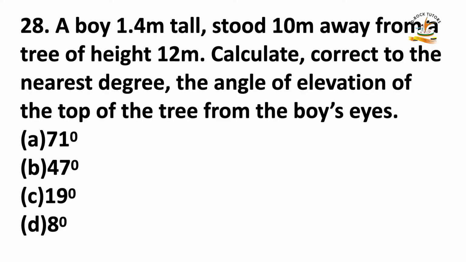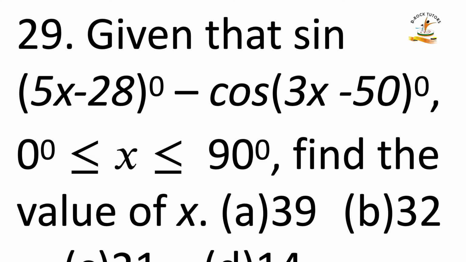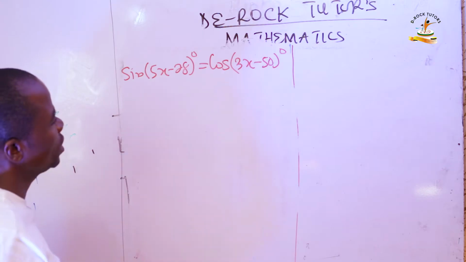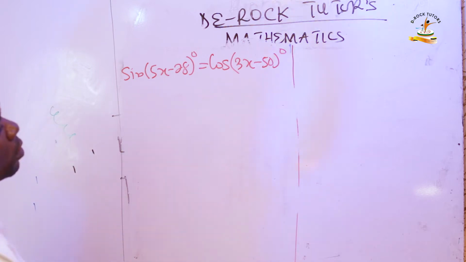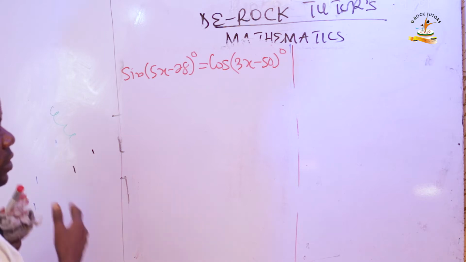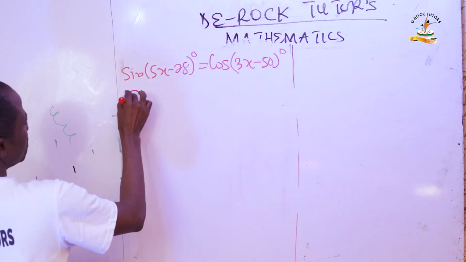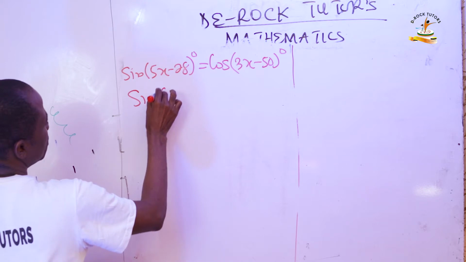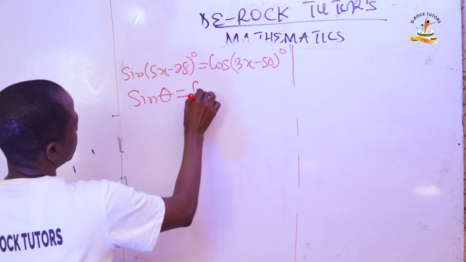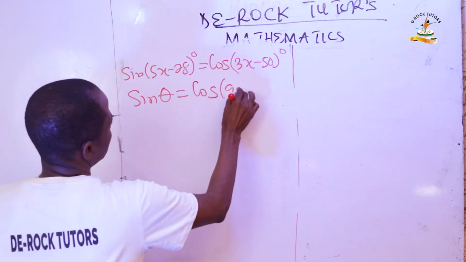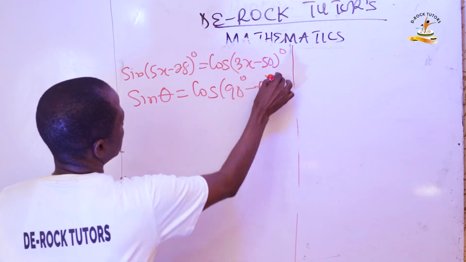Let's go to number 29. Okay, number 29. Given that sine of (5x minus 28) degrees is equal to cos of (3x minus 50) degrees, and x lies between 0 degrees and 90 degrees, that's in the first quadrant, we are asked to find the value of x. We simply make use of the common identity. We know that sine theta is equal to cos of (90 degrees minus theta).